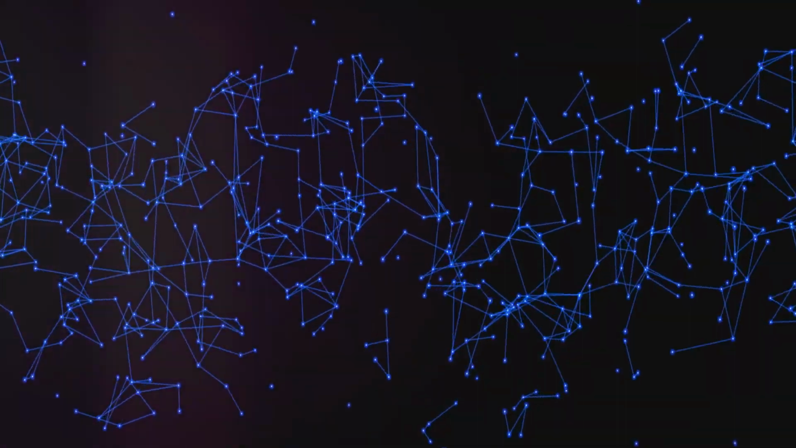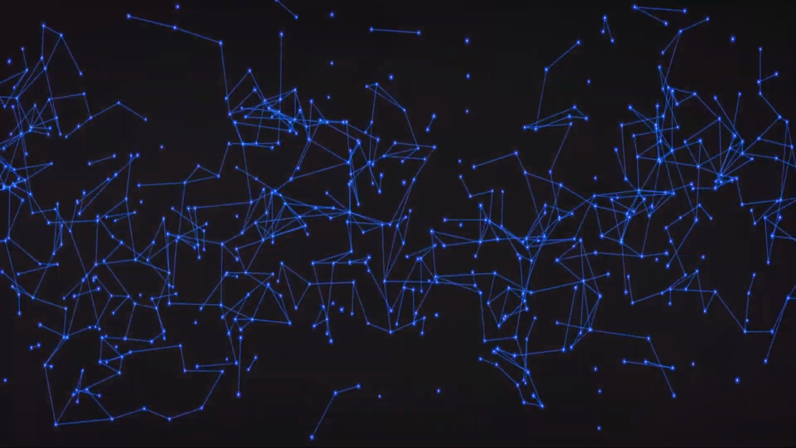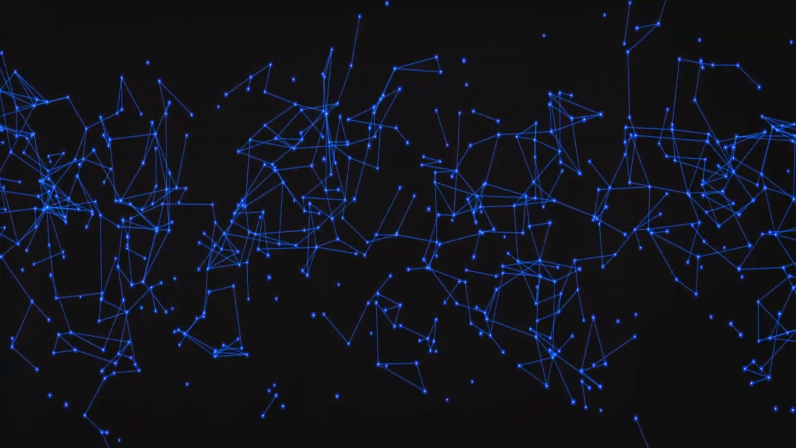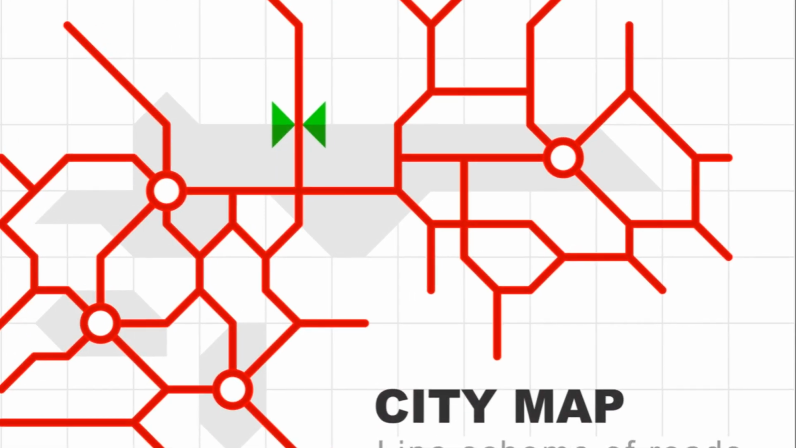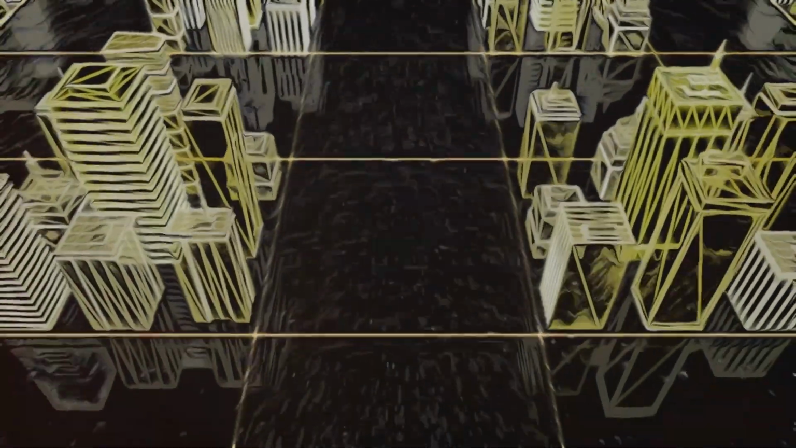Picture a graph. Not a bar chart or a pie graph, but a mathematical graph. A collection of points, which we call vertices, connected by lines, which we call edges. Now, a Hamiltonian path is a special kind of path in this graph. It's a path that visits each vertex once and only once. No more, no less. To help you visualize this, let's imagine a simple scenario.